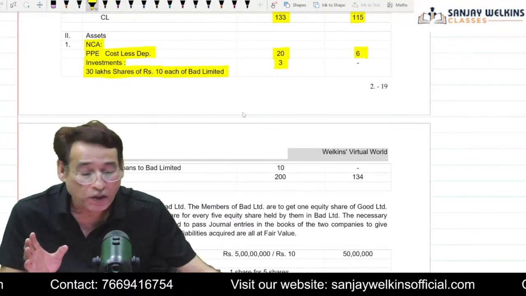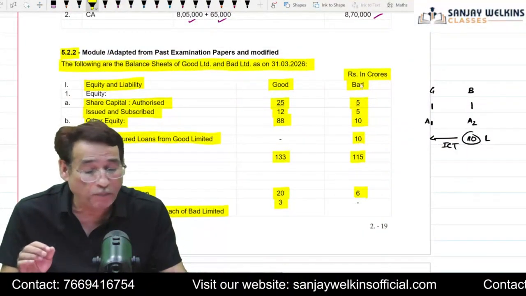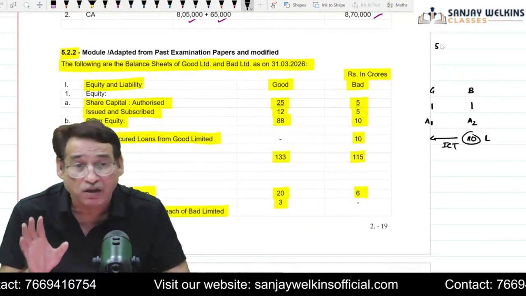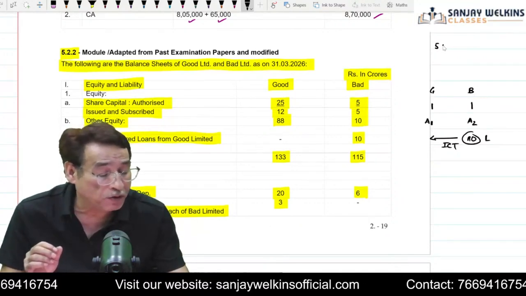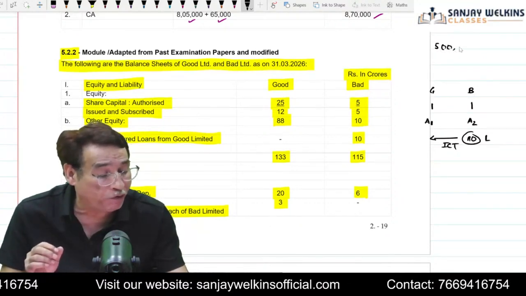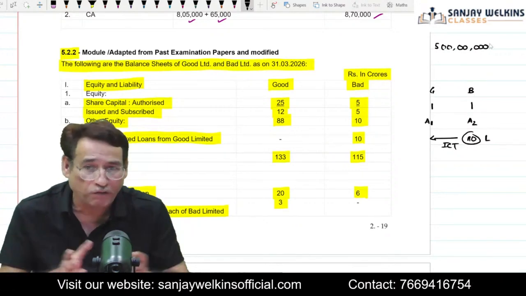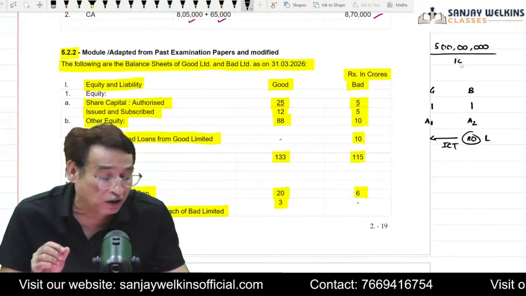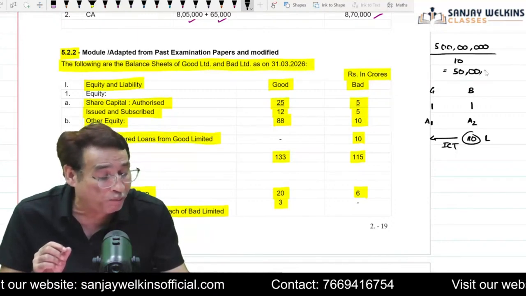That means, if we look carefully, the total share capital of Bad Limited is 5 crores. Now 5 crores means near about 500 lakhs. I think I am correct. 500 lakhs or 5 crores is one and the same thing. We presume one share is of rupees 10 each. That means 50 lakh is the total number of shares of Bad Limited.